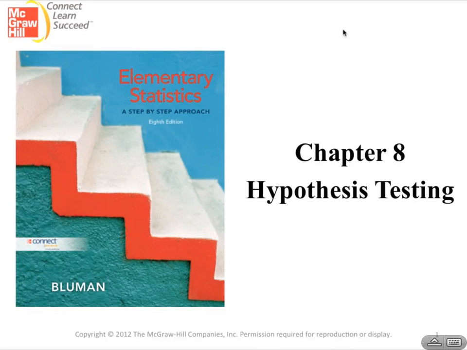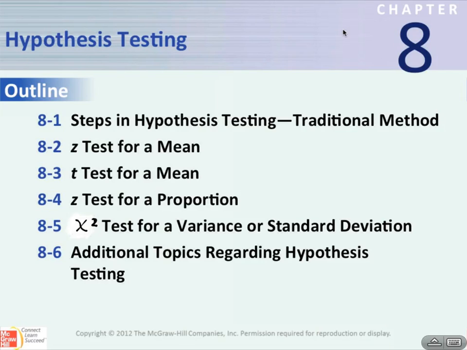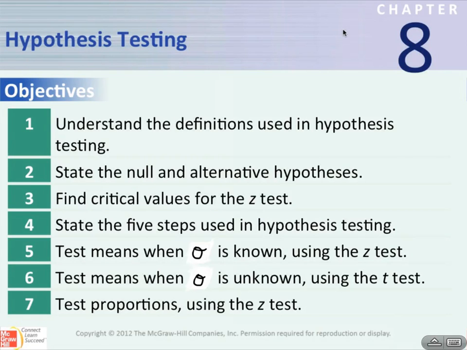In this section, 8.2, we get into a lot more of the meat of hypothesis testing, how to do it rather than just what it is. We're going to go through 8.2, the z-test for a mean. It's the objectives we're going farther in. We're going to go through 5 steps of hypothesis testing, and test a mean when sigma is known using the z-test. And that's as far as we're going on the objectives for 8.2.